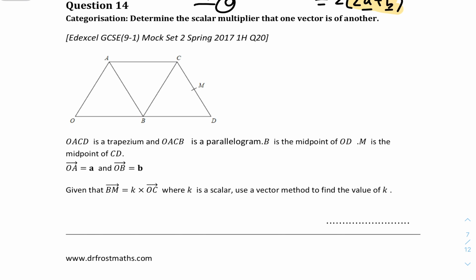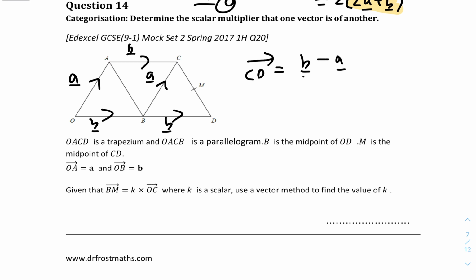And here we have a trapezium. Given that BM equals k times OC, where k is a scalar, we use a vector method to find k. So OA equals a, and OB equals b. So this is also b, and this is a. So BM is basically, and we know that M is the midpoint of CD. So CD is basically b minus a, right? So CM is basically half of that.